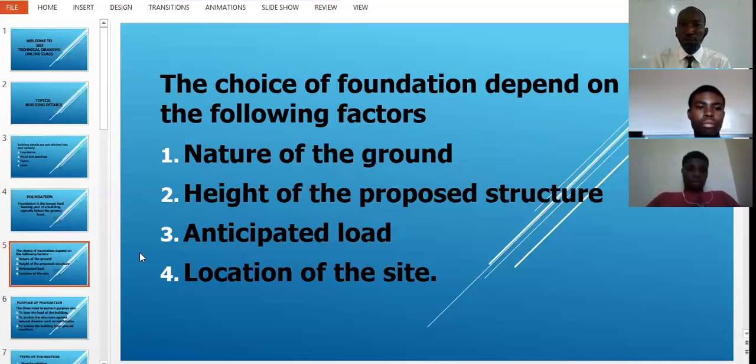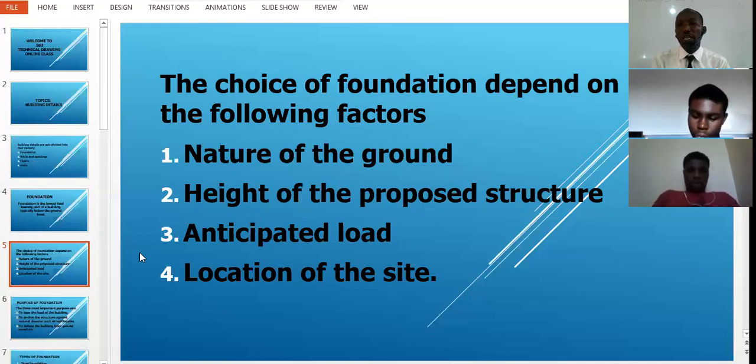Knowing that we have different types of foundation, how do we choose the kind of foundation that we need to put in place for the kind of structure that we want to erect? Now, the first thing is the nature of the ground. You have to consider the nature of the ground in which the structure is to be erected.